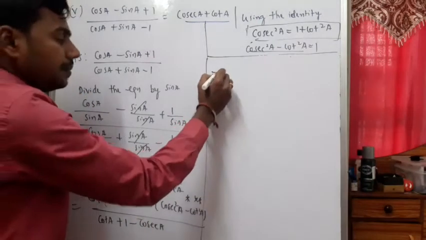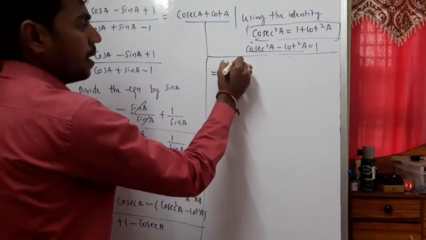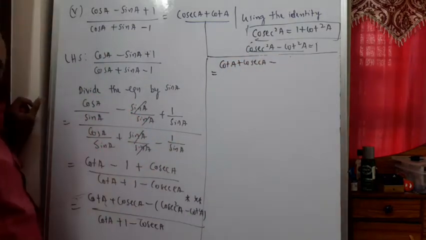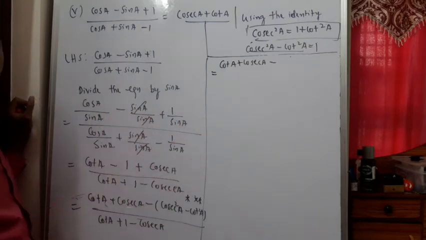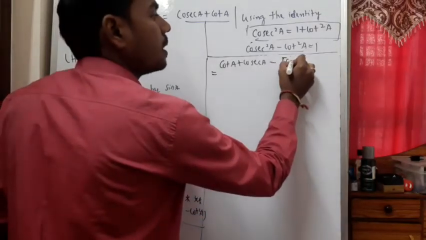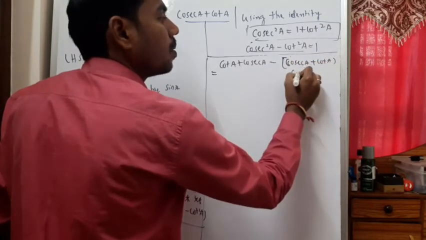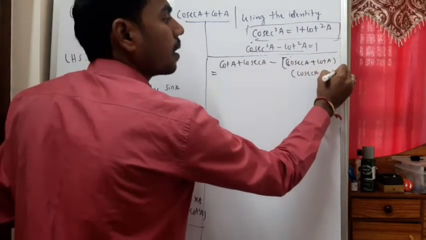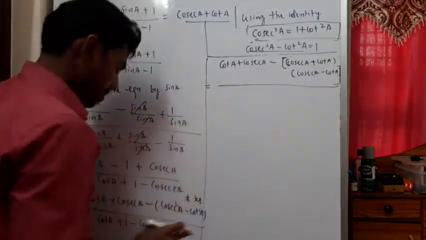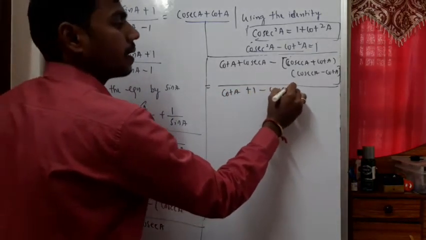So now, what we can write? So cot A plus cosecant A minus cosecant square A minus cot square A can be expressed as A square minus B square, which is equal to A plus B into A minus B. So cosecant A plus cot A into cosecant A minus cot A. Fine. Divided by cot A plus 1 minus cosecant A. We'll write it as it is.